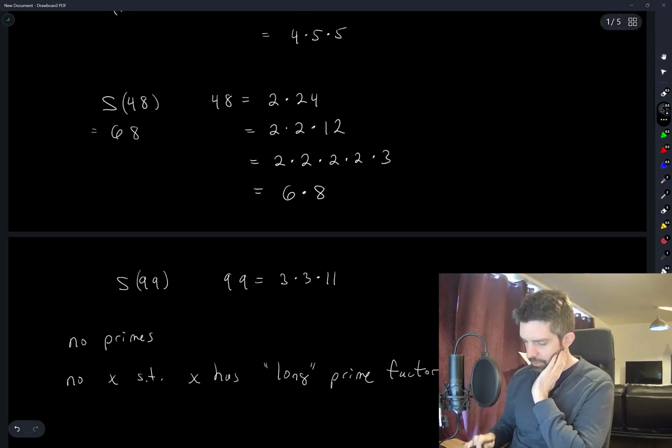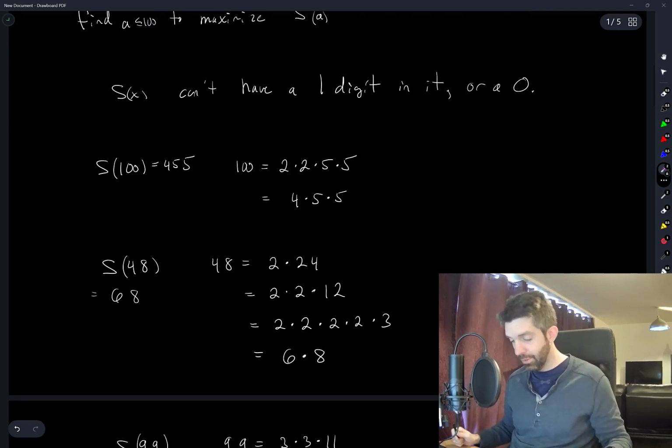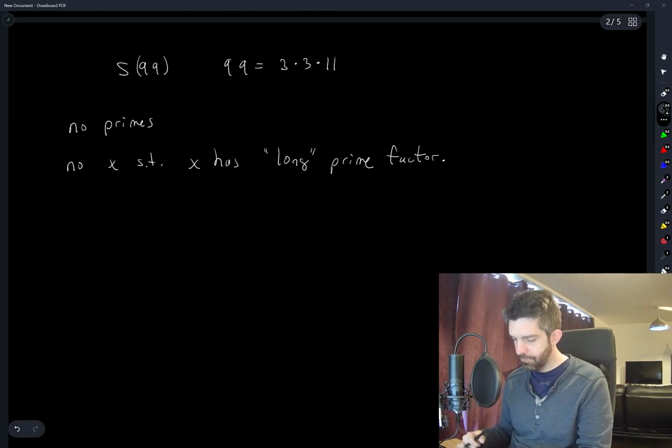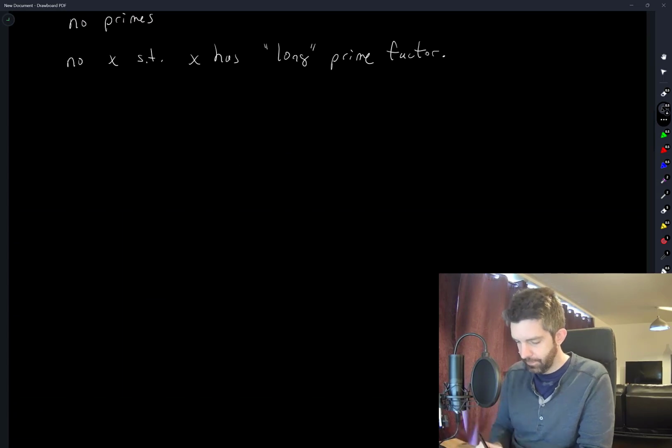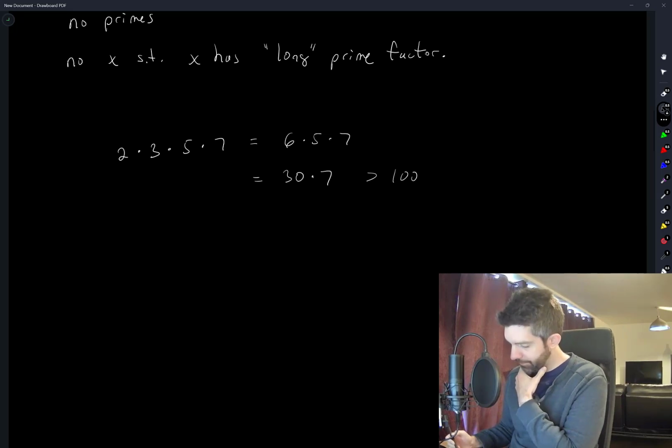I feel like, okay, so look at how we got this. We got a pretty large looking number. What if I multiply 4 different primes together? 2 times 3 times 5 times 7. So 6 times 5 times 7, that's 30 times 7, but that's greater than 100. So that doesn't work.